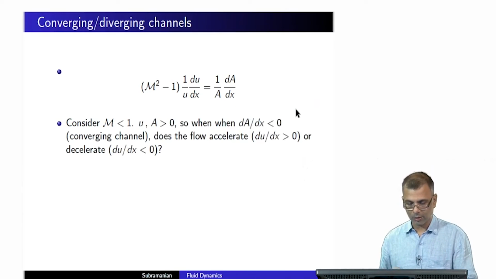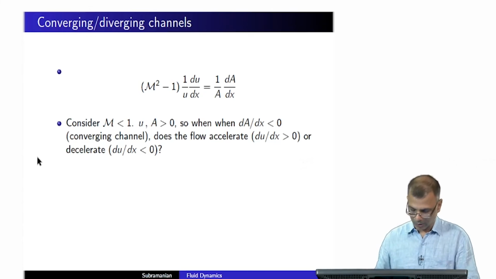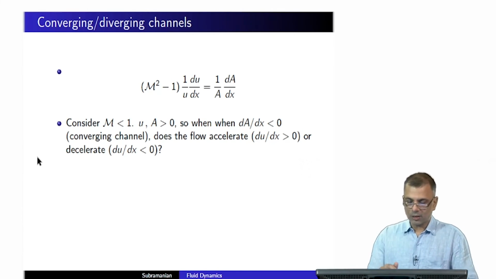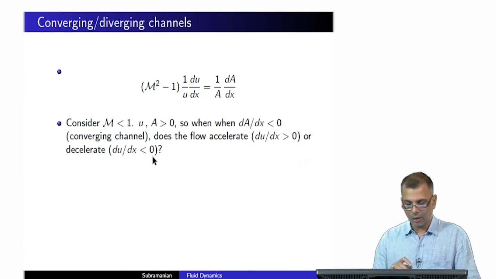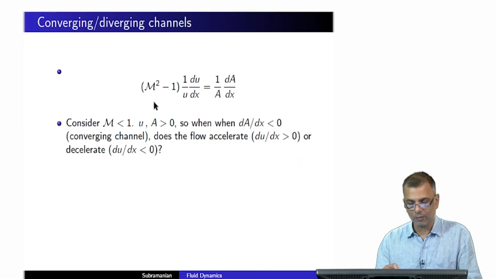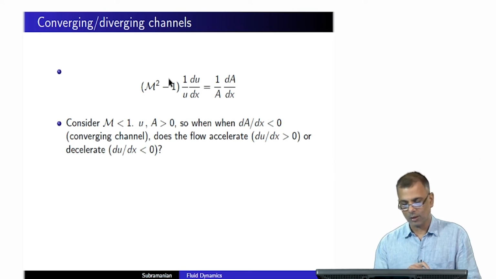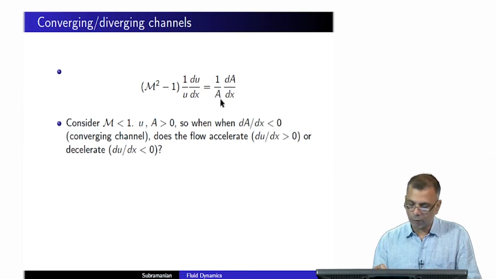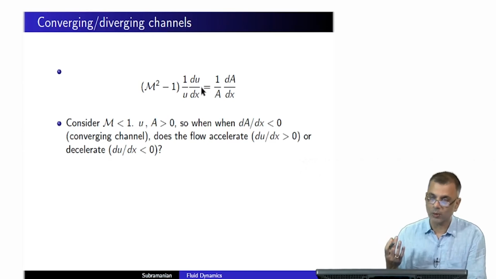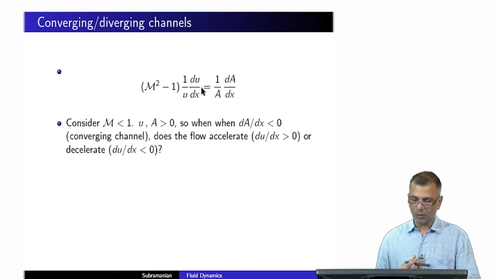Consider this. When dA/dx is less than 0, in other words a converging channel, as we sketched in the last slide, is du/dx larger than 0 or less than 0? Let's just look at this equation. Mach number is less than 1, which means that M squared minus 1 is negative. And the area A itself is always a positive quantity, isn't it? And dA/dx is less than 0.